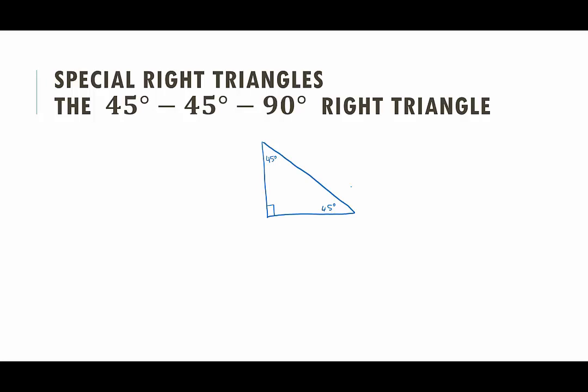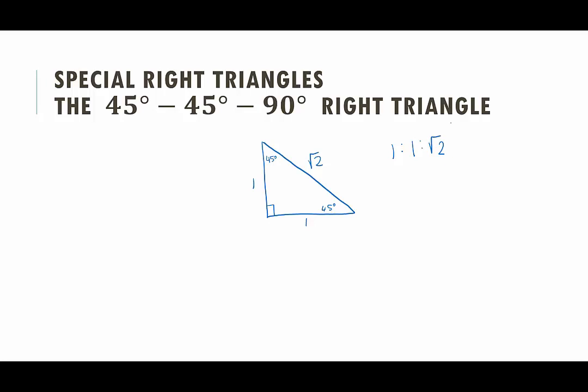But the question is, okay, well, what is the ratio with the hypotenuse? So if the legs have lengths of 1, the hypotenuse is the square root of 2. And you can quickly derive this using the Pythagorean theorem. It's not that bad. So we say that the ratio of the legs and the hypotenuse is 1, 1, and square root of 2.